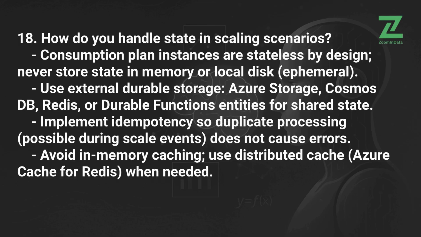Implement idempotency so duplicate processing, possible during scale events, does not cause errors. Avoid in-memory caching. Use distributed cache, Azure Cache for Redis, when needed.